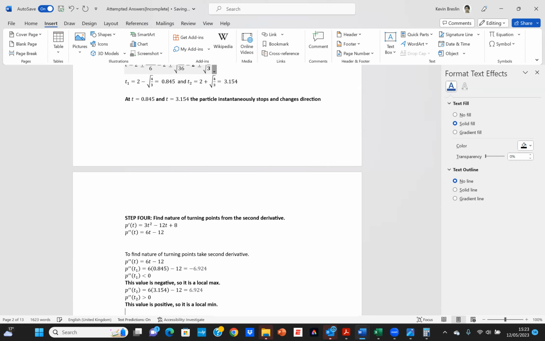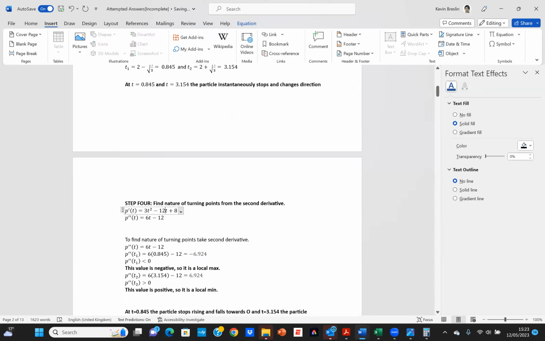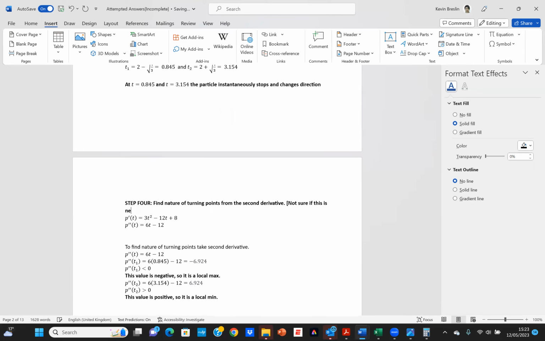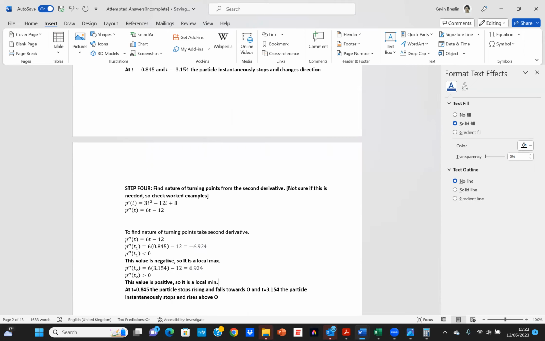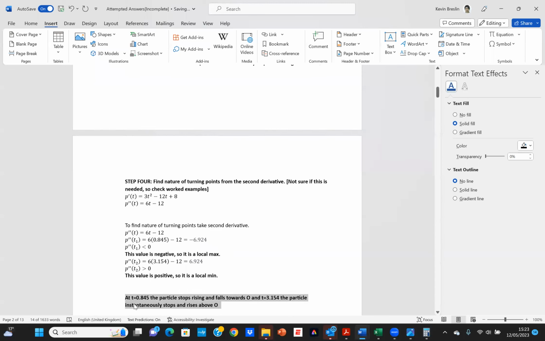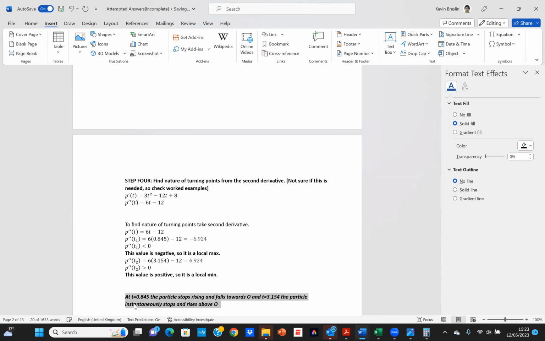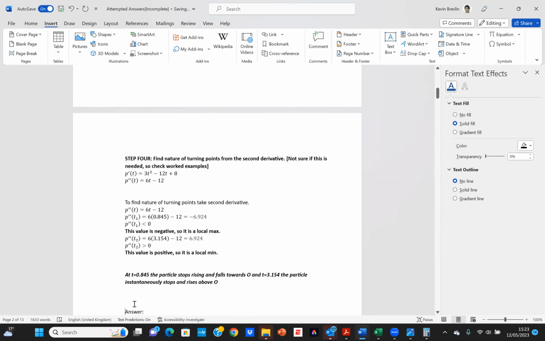I'm not sure, I will say, not sure if this is needed. So you should check worked examples. But anyway, what this would tell you at the turning points.